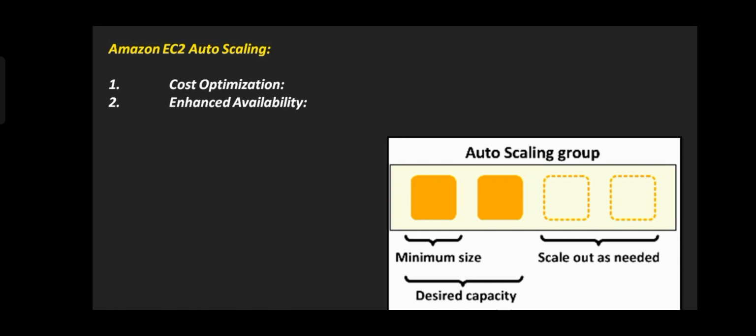So what are the key benefits we need to talk about here? Starting with cost optimization, Auto Scaling ensures that you have the right number of instances at any given time, minimizing cost during periods of lower demand. Next, enhanced availability: distributing instances across multiple availability zones enhances fault tolerance and ensures high availability.